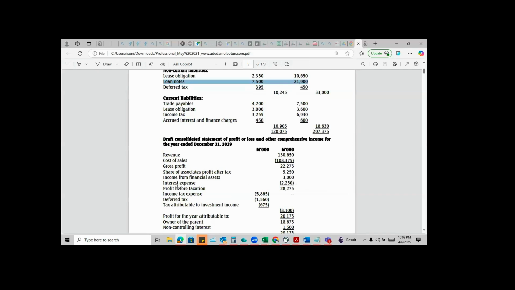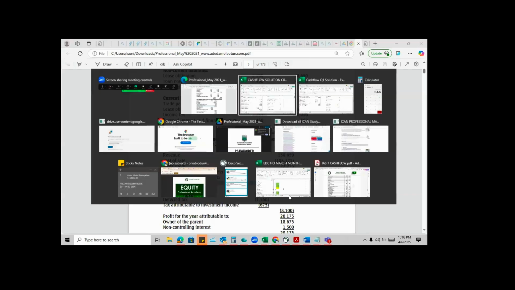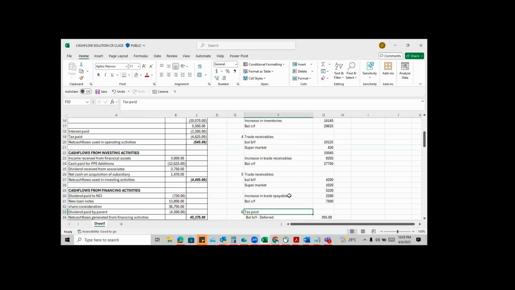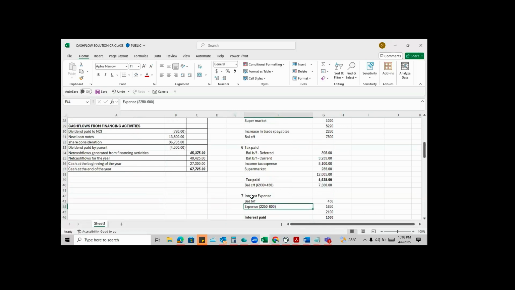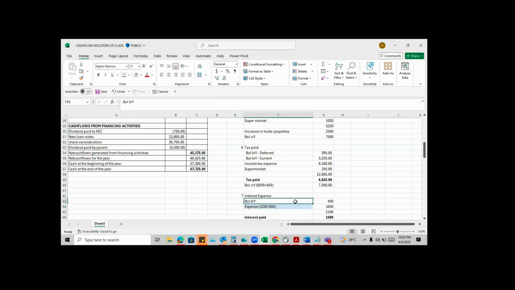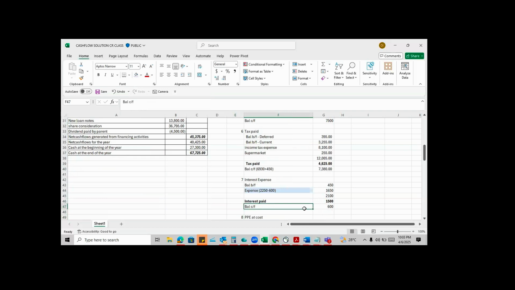This interest expense, 2,250. There is an element from here, and there's another element from loan notes. So what we did when we were treating the interest paid was that we separated it. We said out of the 2,250, there is an element of it that is not part of this balance.